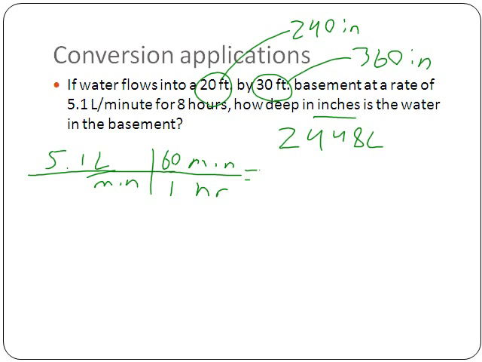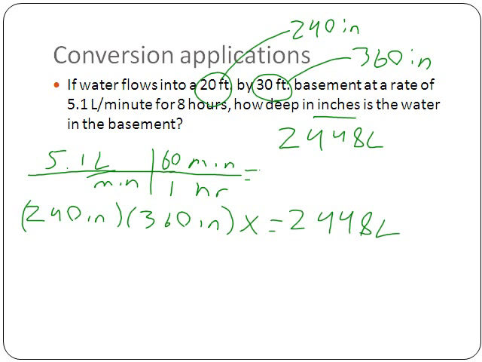And so here's what we know. 240 inches times 360 inches times our unknown depth in inches, x, is going to be equal to 2,448 liters. But liters and inches don't match up. What we want to do is take these liters and convert them into cubic inches. So we're going to set up our table like this. We want to get rid of liters, but we want to get to cubic inches.